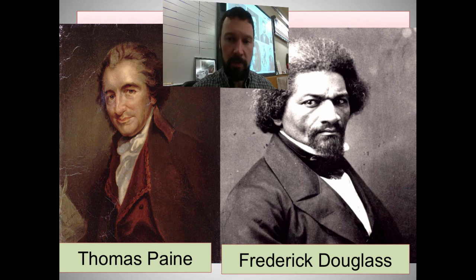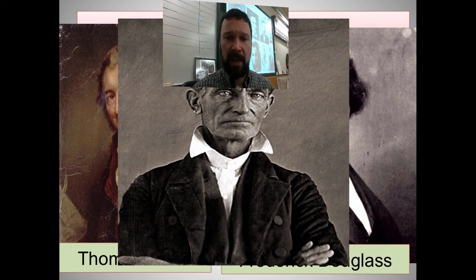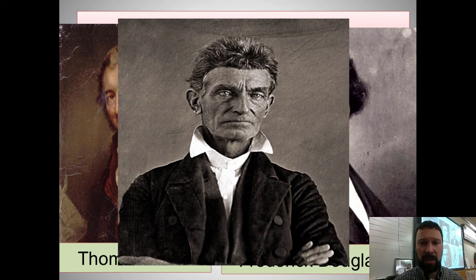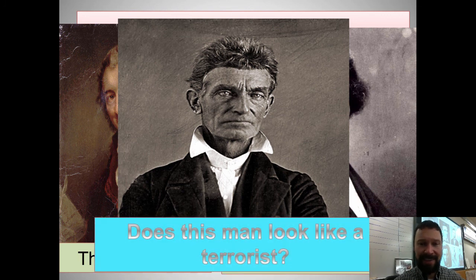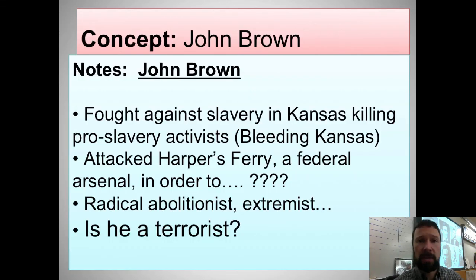So let's bring up this man, John Brown, another abolitionist, a radical abolitionist, I say. Does he look like a terrorist? No. Well, let's see what he did.